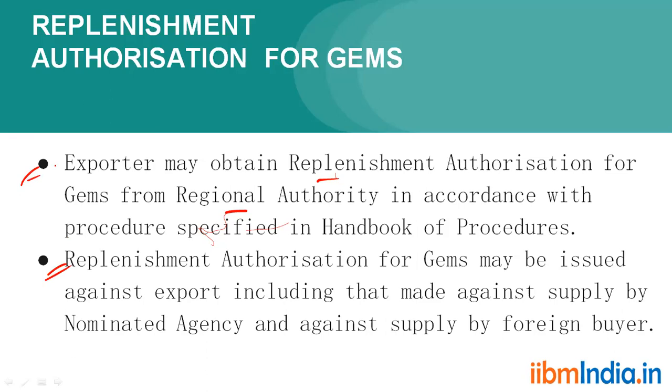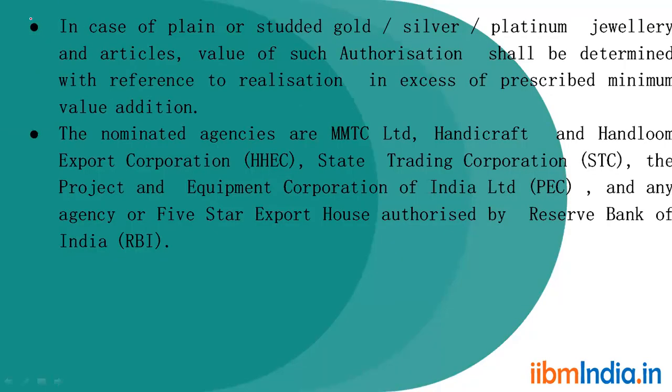Replacement authorizations for gems may be issued against export, including that made against supply to nominated agencies and against supply to foreign buyers. In case of plain or studded gold, silver, platinum jewelry and articles, the value of such authorizations shall be determined with reference to realization in excess of the prescribed minimum value addition.